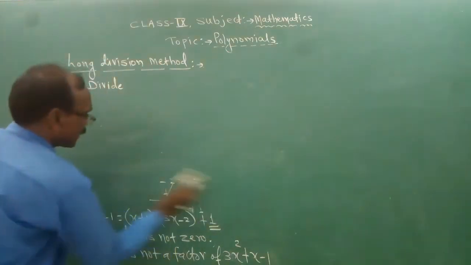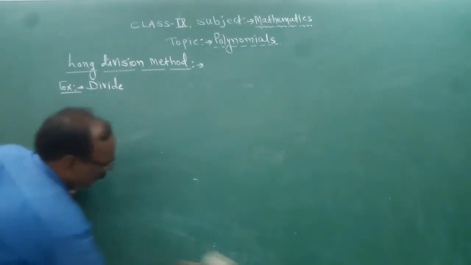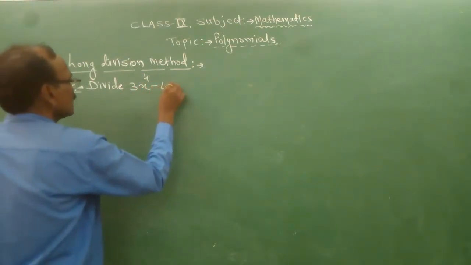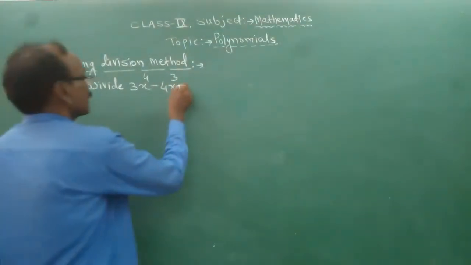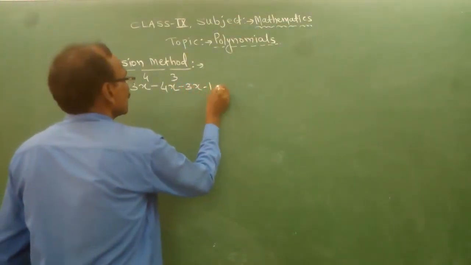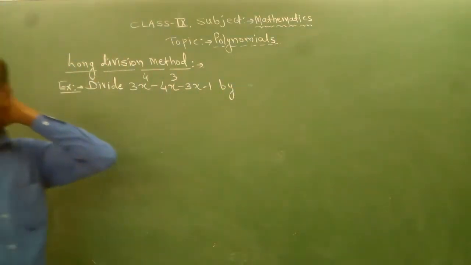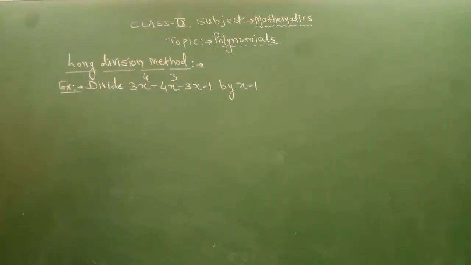Let us take another example. Divide 3x raised to the power 4 minus 4x cube minus 3x minus 1. You divide this polynomial by x minus 1. X minus 1 I am dividing this.